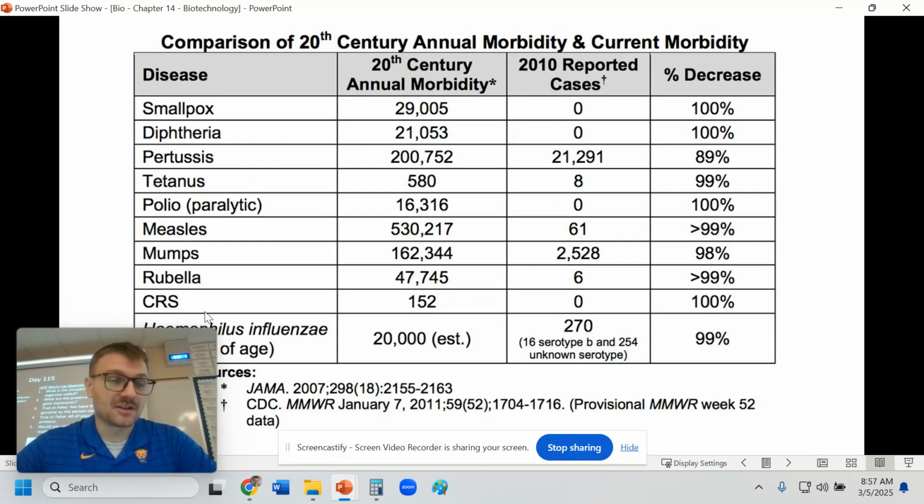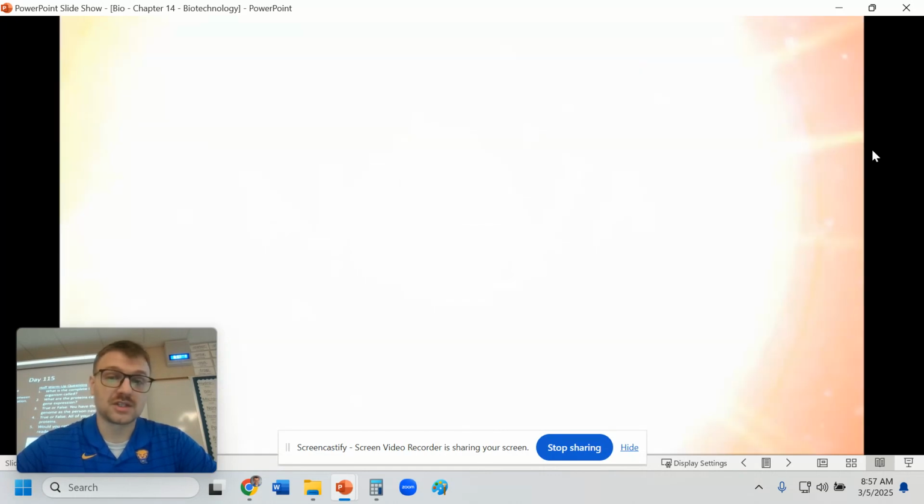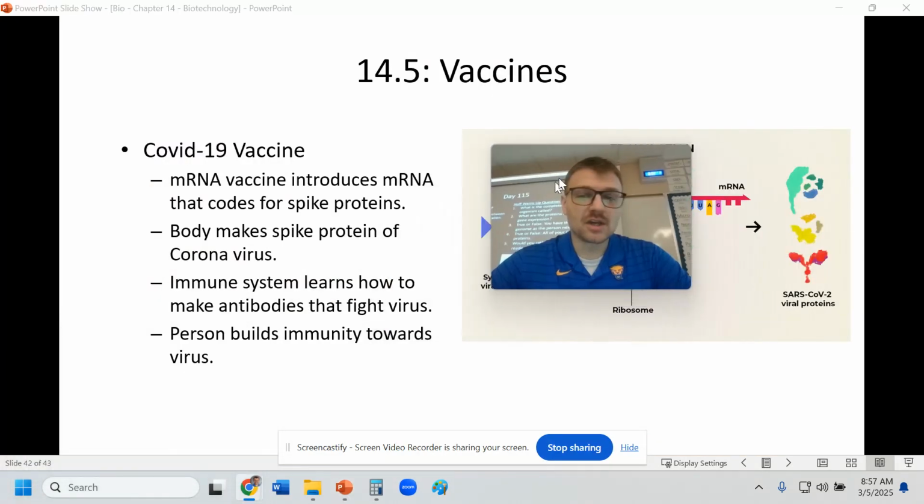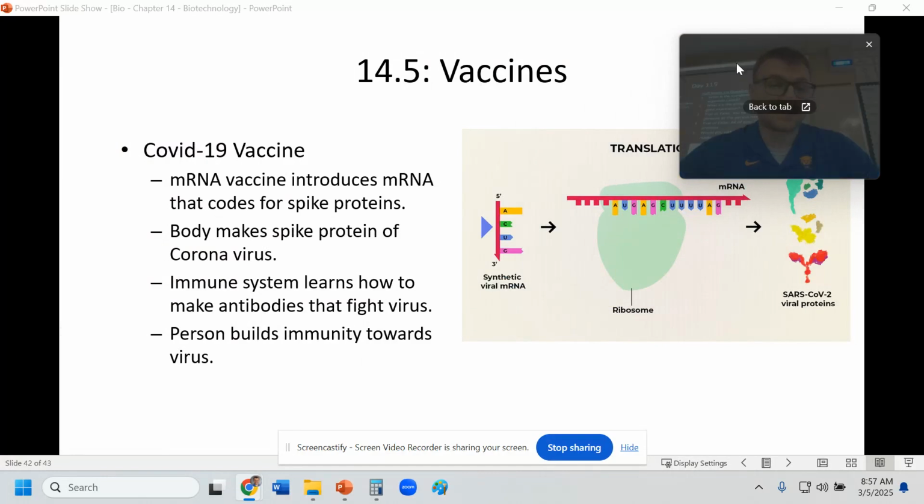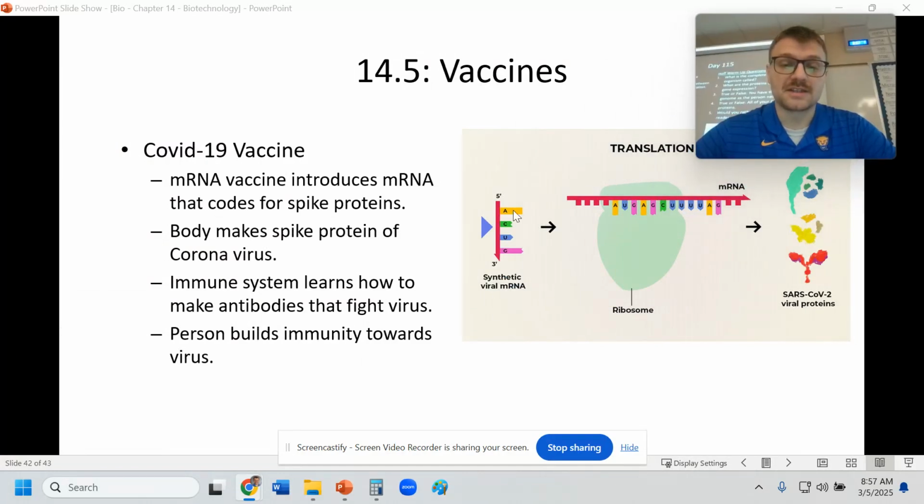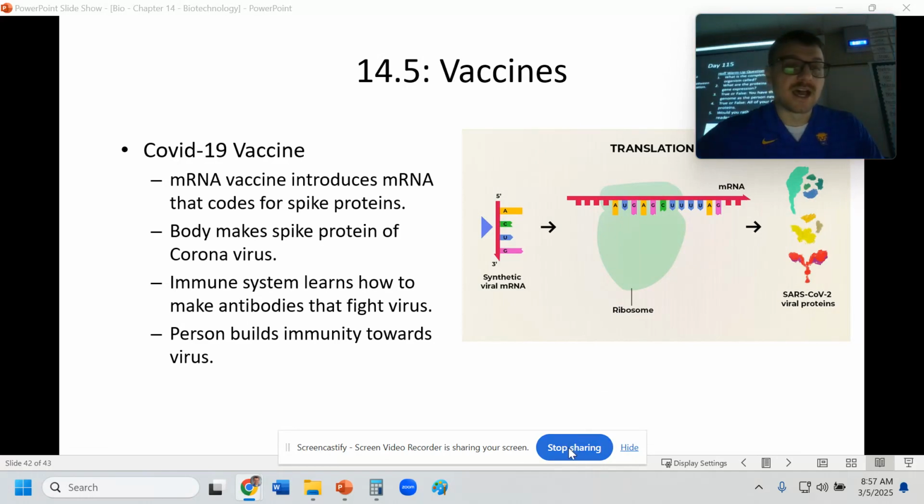Obviously, some of these diseases have started popping back up because vaccine rates have started to decrease because of this misinformation. The COVID-19 vaccine is a little bit different, but it's still effective, and it's really cool how they did this. Basically, they made an mRNA strand to make these little antigens from the virus, and your body will recognize these antigens and help make antibodies against them. So this is a more effective and quicker way to produce a vaccine, but it's still very effective at fighting the COVID-19 virus.